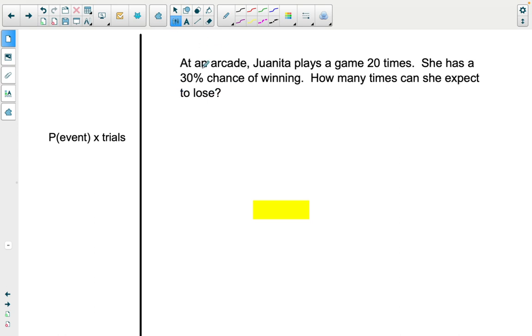These are the ones that always get students. At an arcade, Juanita wants to play a game 20 times. She has a 30% chance of winning. How many times can she expect to win if she plays it 20 times? Well, what does 30% chance of winning mean? It means that 30 times, percent means out of 100. 30 out of 100 she expects to win. That's the same as 3 out of 10. 30%, of course. 3 out of 10.